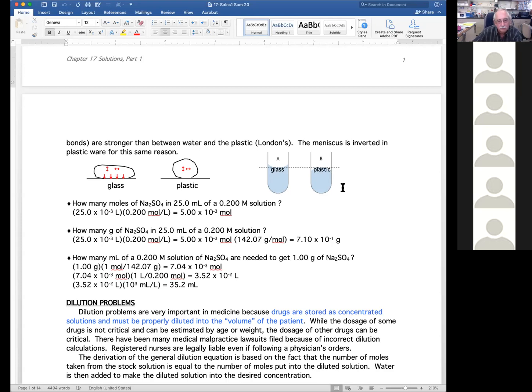So we can do problems like how many moles of sodium sulfate in 25 milliliters of a 0.2 moles per liter solution? Keep in mind that that is my conversion factor right there. So this is moles per liter, so I had to convert 25 milliliters to liters. Then get rid of liters, keep moles, there's my answer. What if they ask how many grams in that same situation? I just got one more conversion step, right? Convert moles into grams using the molar mass.